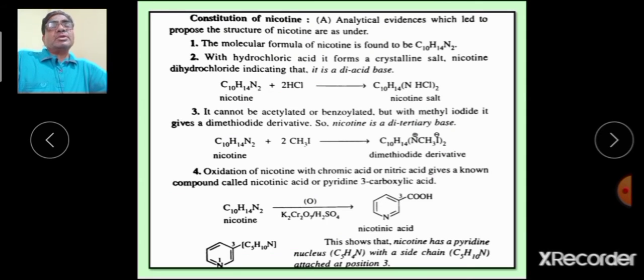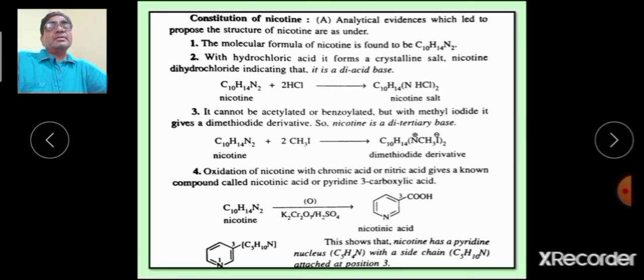Now, the constitution of nicotine. The constitution involves analytical evidences by which the structure is determined. The first point is the molecular formula. The molecular formula of nicotine is found to be C10H14N2. Now, as it is basic, with hydrochloric acid it forms a crystalline salt, nicotine dihydrochloride, indicating that it is a diacid base.